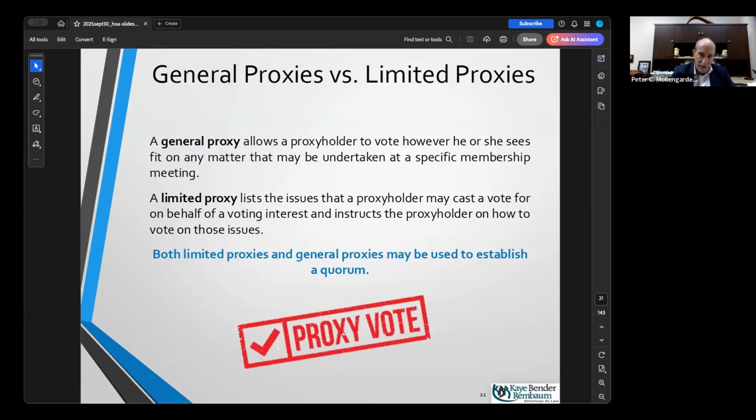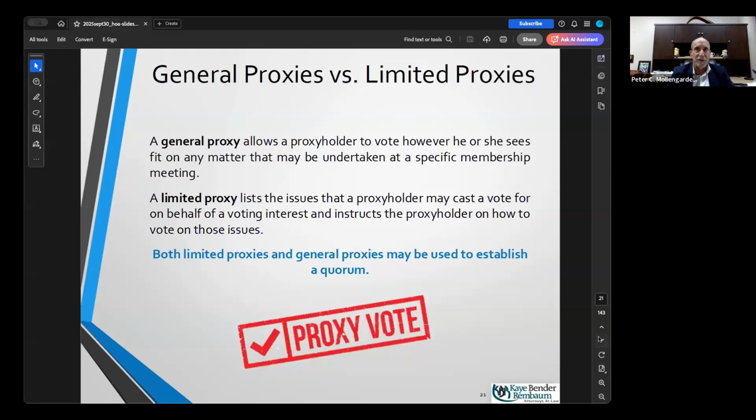A limited proxy, though, is where on the face of the proxy, I am instructing or designating my proxy how to vote. So the proxy would say, for example, amendment to Article 12, Section 2 regarding restricting leasing to not more than once a year. Okay, yes or no. I will put on that proxy exactly how the proxy is going to be cast. So in that case, the proxy holder does not exercise their judgment. I am instructing them how to vote.